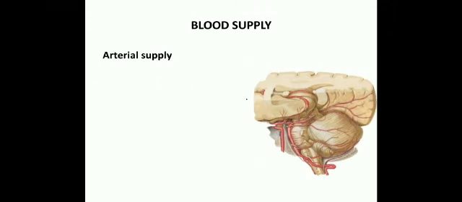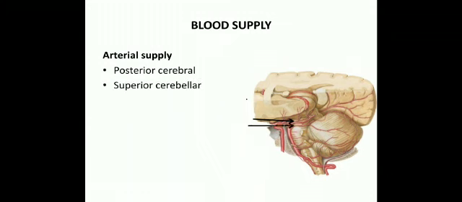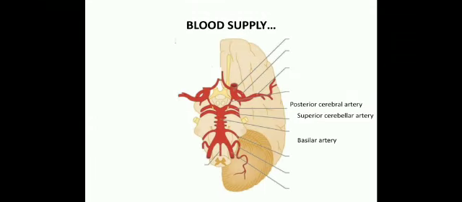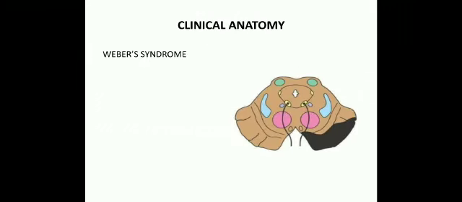Now the blood supply. The arterial supply is by the posterior cerebral artery, superior cerebellar artery and the basilar arteries. The venous drainage is through the basal or greater cerebral veins. Here we can observe the blood vessels in another view showing the posterior cerebral artery, superior cerebellar artery and the basilar artery. Clinical aspect: Weber's syndrome.